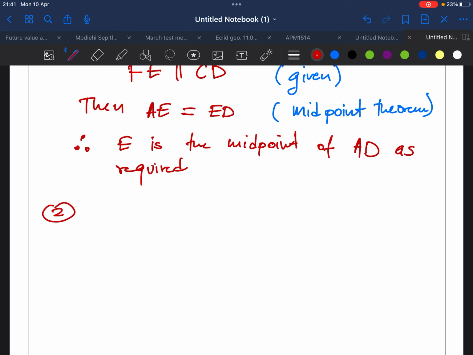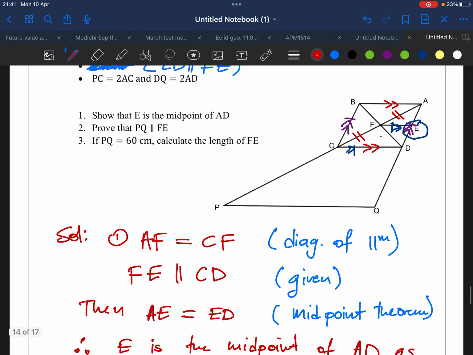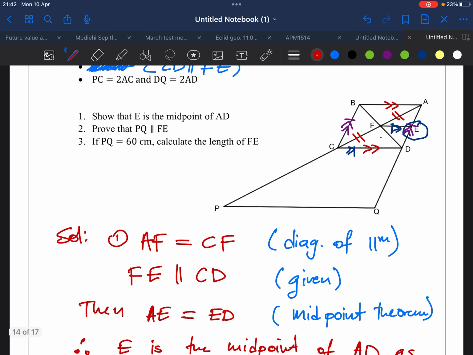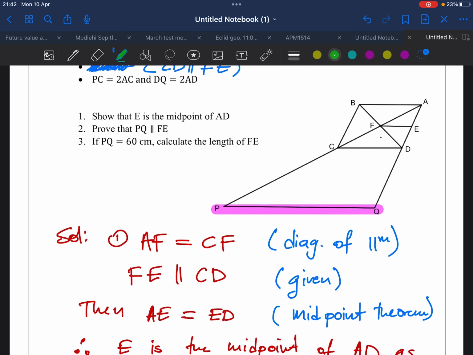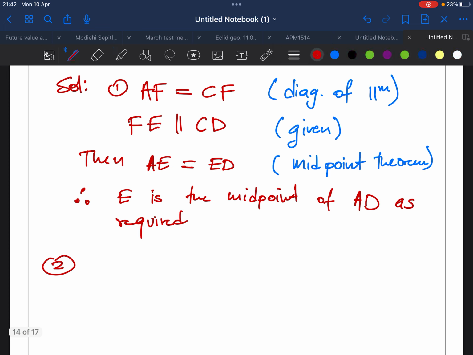Let us check number two now. Number two: prove that PQ is parallel to FE. We need to prove that PQ is parallel to FE. So now let us do that.